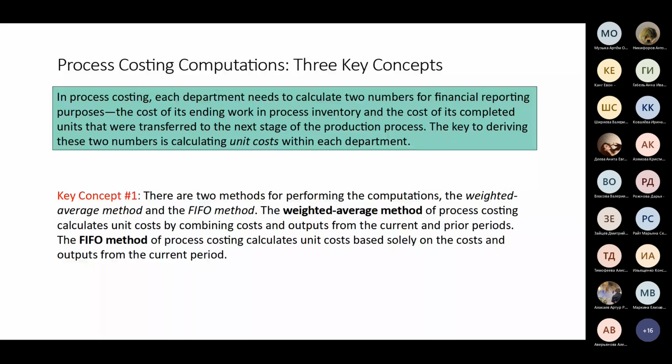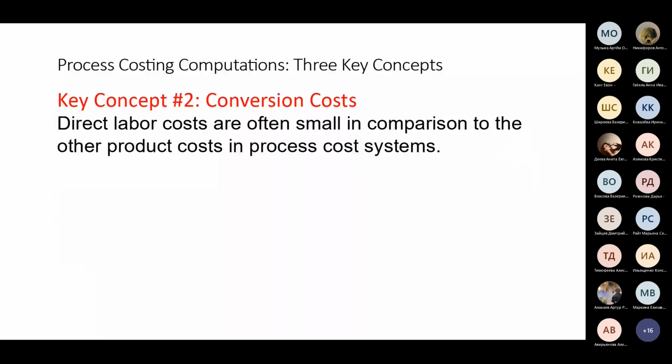So both methods are good enough to calculate the process costing elements and to calculate the inventory cost and the cost of goods sold. The next concept is to calculate the conversion costs.